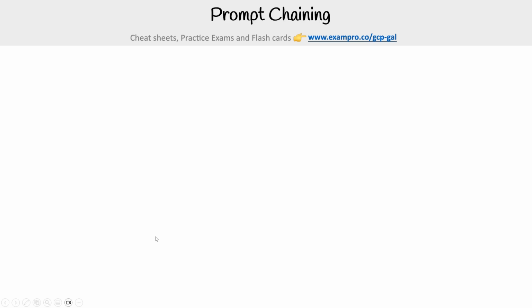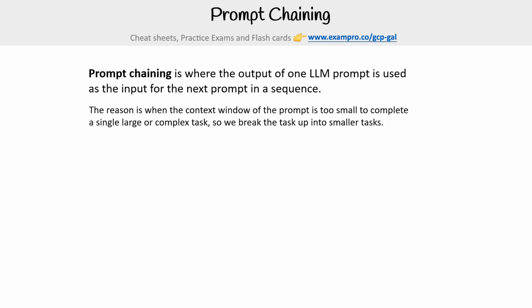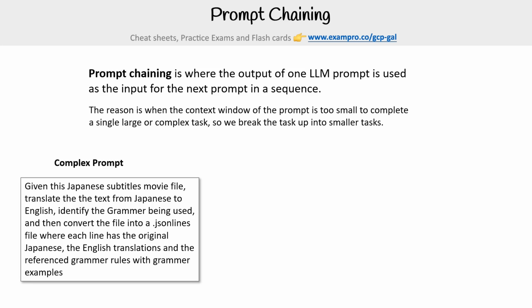Let's take a look at prompt chaining. Prompt chaining is where the output of one LLM prompt is used as the input for the next prompt in a sequence. The reason is when the context window of the prompt is too small to complete a single large or complex task, so we break the task up into smaller tasks. An example would be, imagine there's a movie that we want to watch to learn Japanese. We want to take the subtitles file and convert it into English, and then also get grammar rules around it, and then provide it in a JSON lines file.